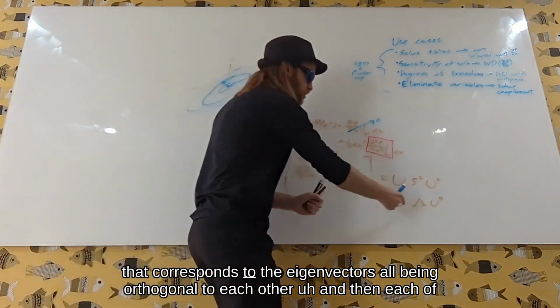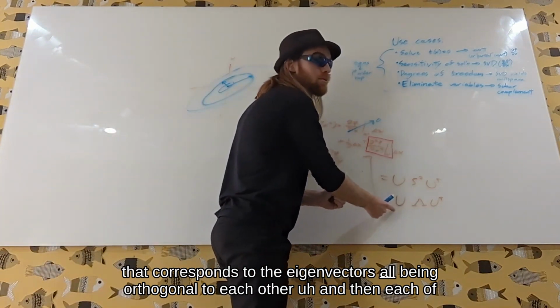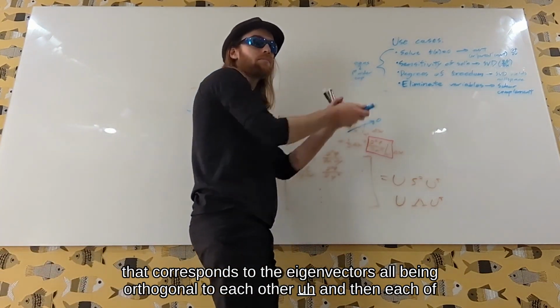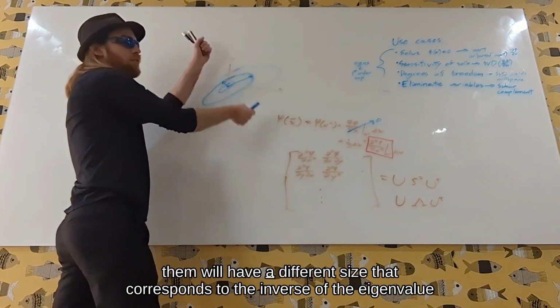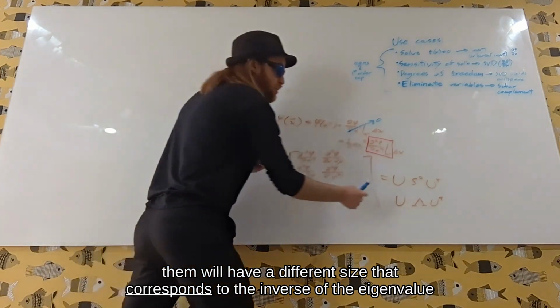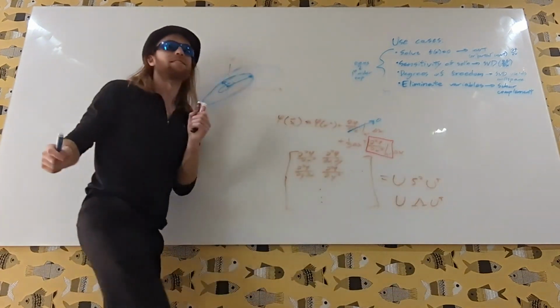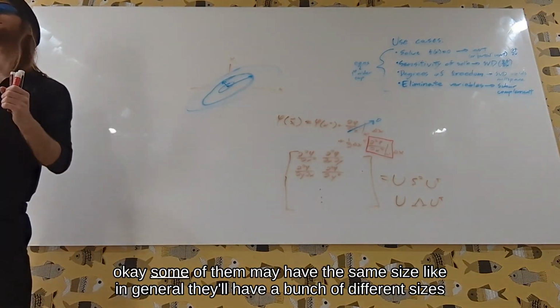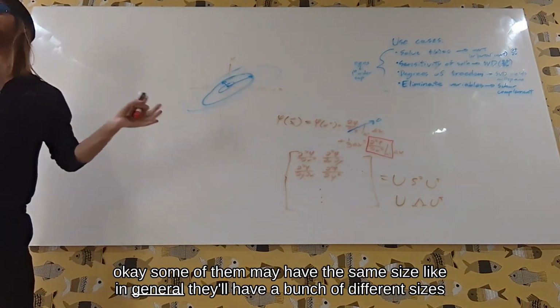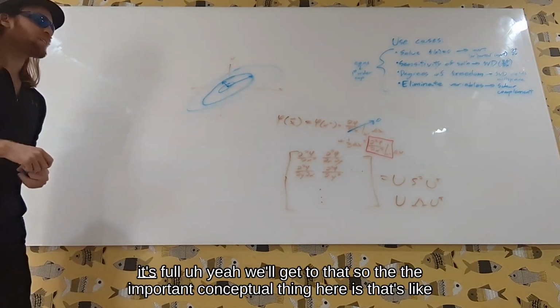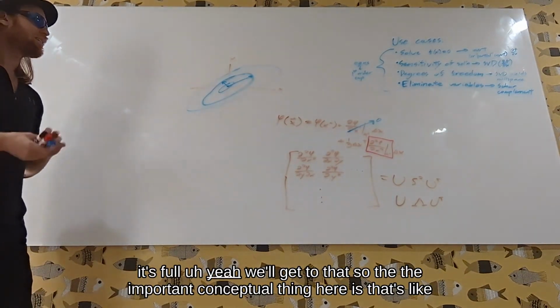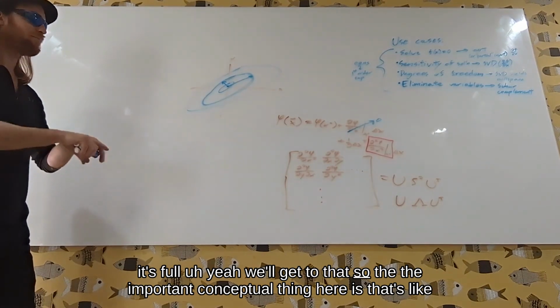That corresponds to the eigenvectors all being orthogonal to each other. And then each of them will have a different size. That corresponds to the inverse of the eigenvalue. They don't all have to have different sizes. Some of them may have the same size. In general, they'll have a bunch of different sizes. Yeah, we'll get to that.